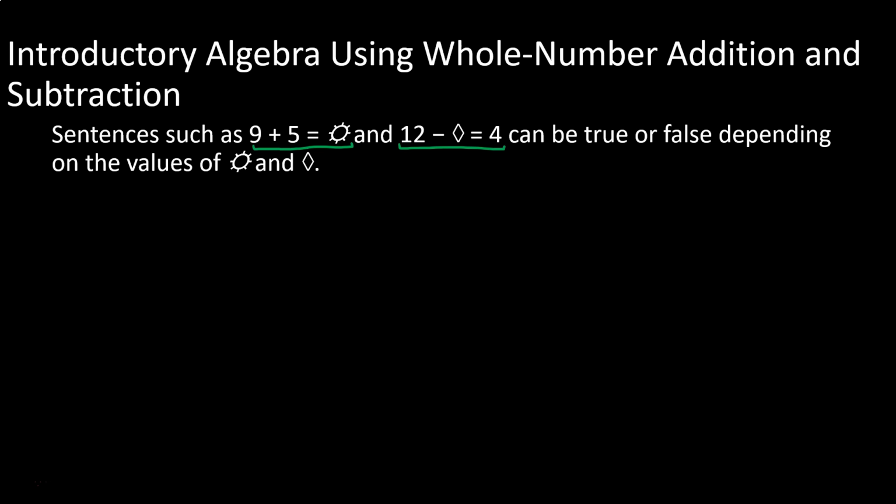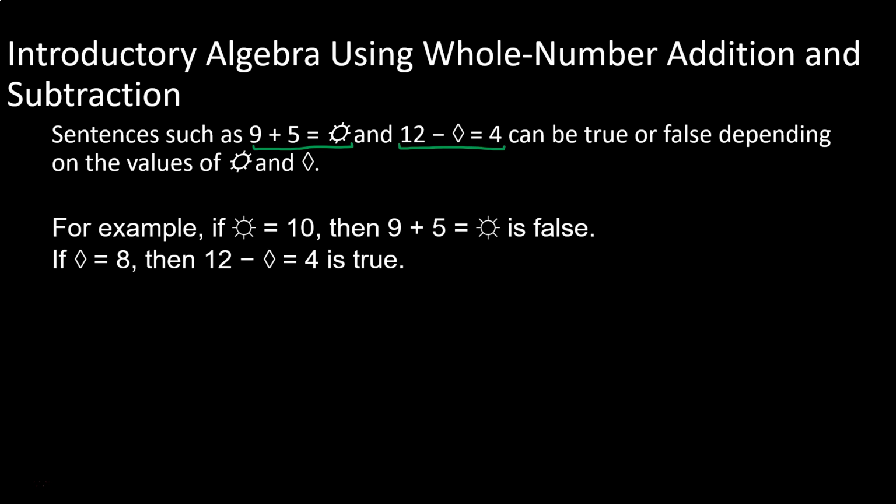So we're going to get away from using the letters because for kids, letters already have meanings, numbers have meanings, but these shapes, sunshine and diamond, are completely meaningless in this context. So we can show them it's just a placeholder.